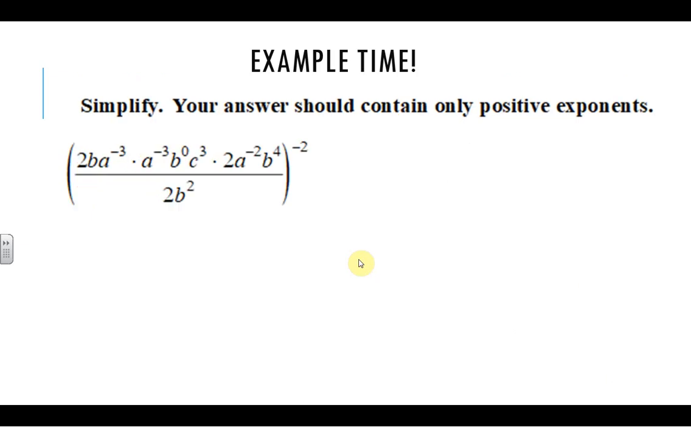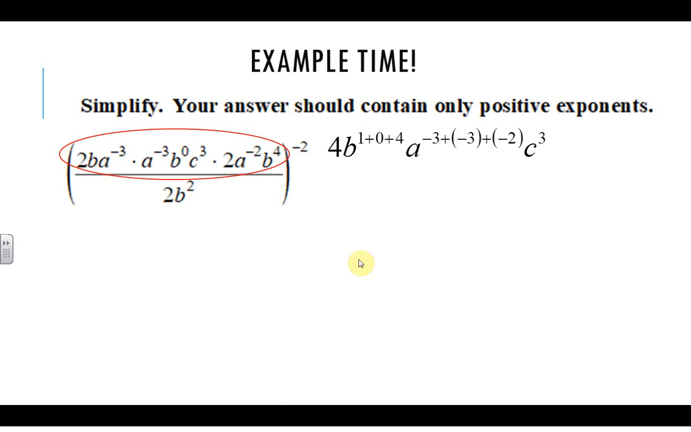Okay, here we go again. Ooh, this whole thing is to the negative 2. Now, there's a few different ways you could handle this. Because that's a negative 2, you could just flip the whole thing. Or you can multiply everything by negative 2. There's a lot of different ways to handle this, so it just depends on how you choose to. So let's just deal with the numerator first. I like to simplify first.